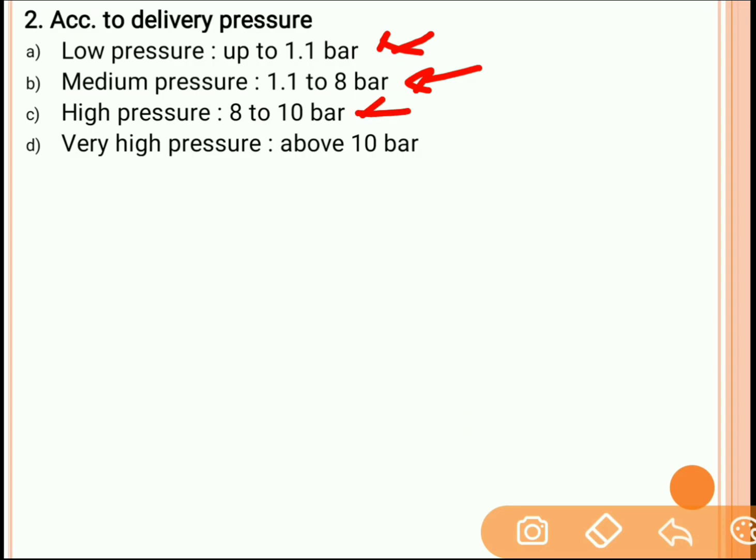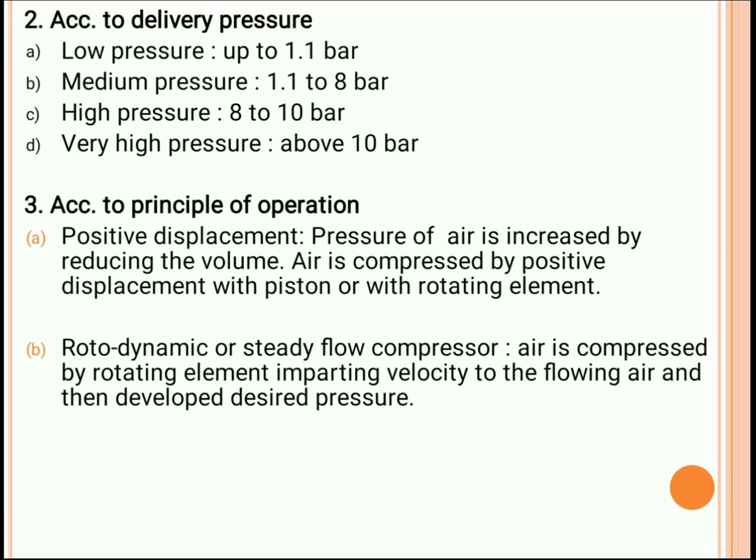When the pressure is between 8 and 10 bar, it is considered high pressure. And when the pressure is greater than 10 bar, it is considered a very high pressure compressor. The third classification is according to the principle of operation. There are a total of 2 classifications. First is positive displacement. In positive displacement, the pressure of air is increased by reducing the volume.